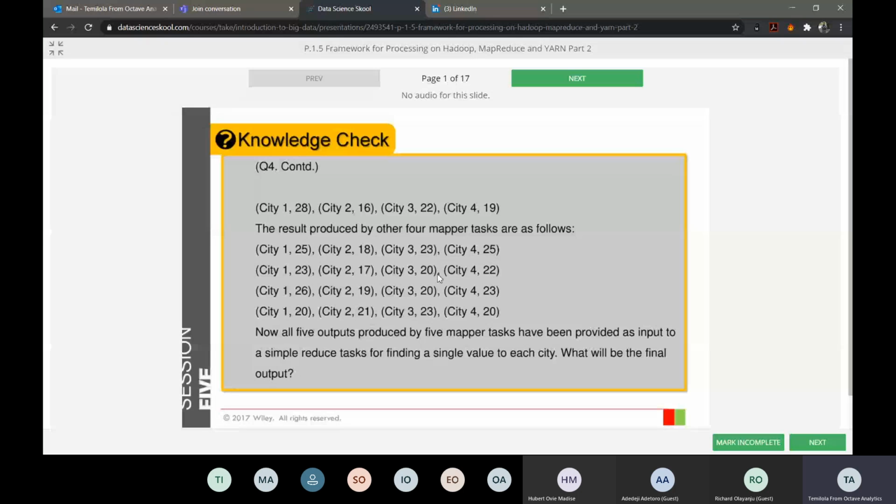Okay, so we have all these as the mapped outputs now. So the question says now all 5 outputs produced by 5 mapper tasks have been provided as inputs to a simple reduce task for finding a single value to each city, what will be the final output? Sunday, can you help us with that? What will be the final output that will be produced by the reduce function?